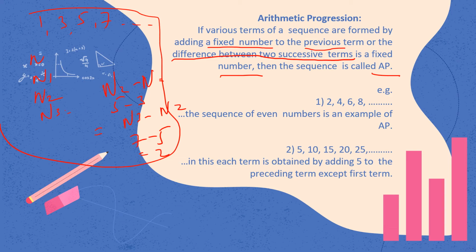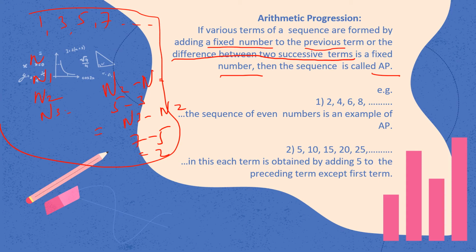A is the first term. N is the nth term. It could be the 46th term. It could be the 100th term. So we look at A as the first term. D obviously is the difference between two terms, now that we know that our sequence is AP.